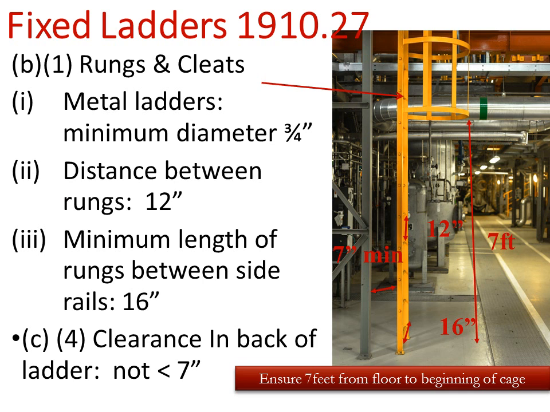Fixed ladders can't be moved. The minimum diameter of the rung is 3/4 of an inch. Again, the distance between each rung, you can see how it's the same whether it's a metal, wooden, or fixed ladder. That's 12 inches. Although you need to have 16 inches in width on a fixed ladder, and a minimum of 7 inches in the back so that you have some clearance between the back of the ladder and the first obstruction.